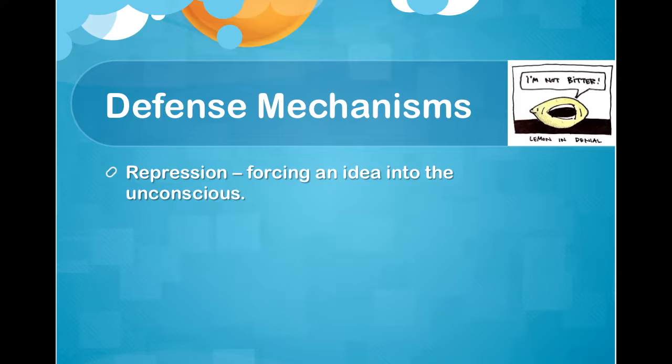The first defense mechanism was repression. If you were to have an unpleasant thought that would affect your ego, your conscious, the idea of repression is that you would force that down into the unconscious. So you're not thinking about it anymore, you're not aware of it, and as far as you're aware, it's not affecting you, although in the unconscious it would be.